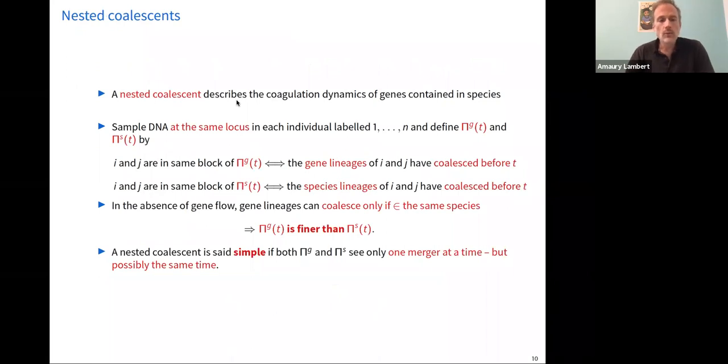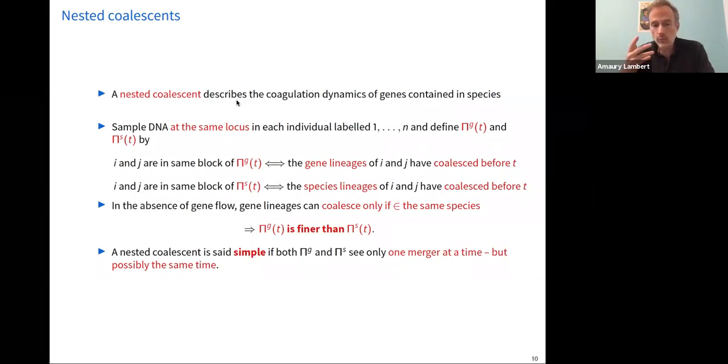So now we'll deal with nested coalescence. Nested coalescence describes the coagulation dynamics of genes contained in species. In terms of modeling, you assume that you sample DNA at the same locus in each individual, labeled 1 to n, for example, in different species. And you define pi^g, the partition-valued process that describes the coalescence of genes, and pi^s, the coalescence of species, exactly as is written just below.